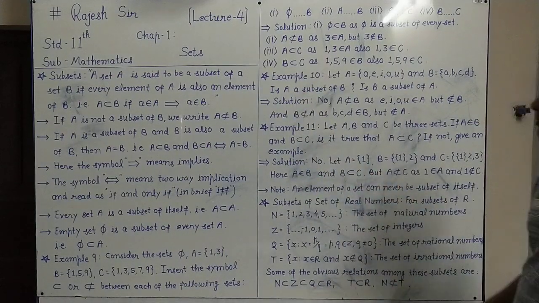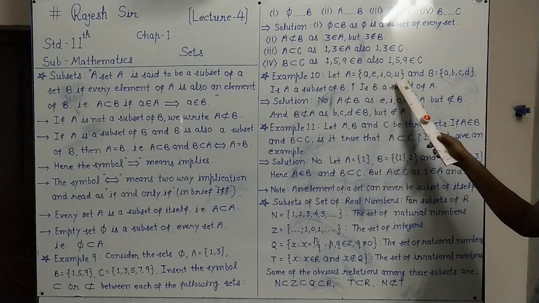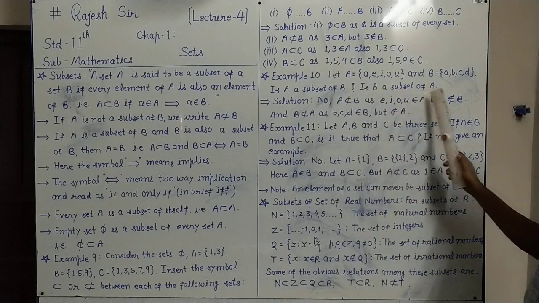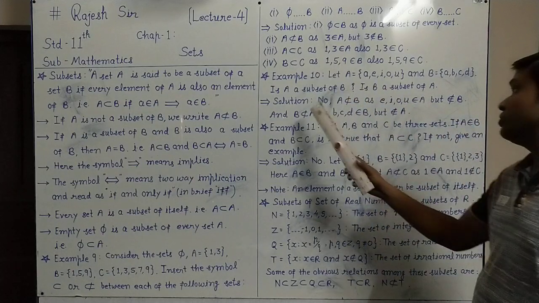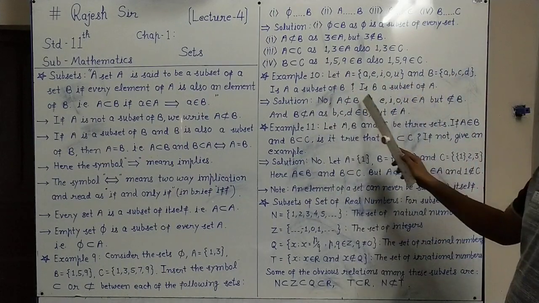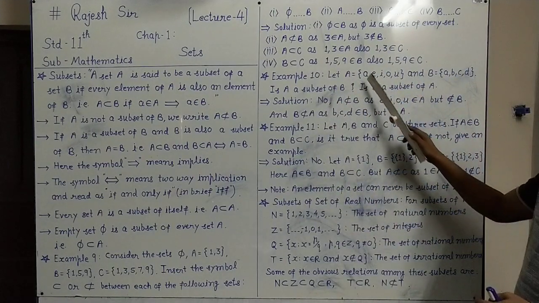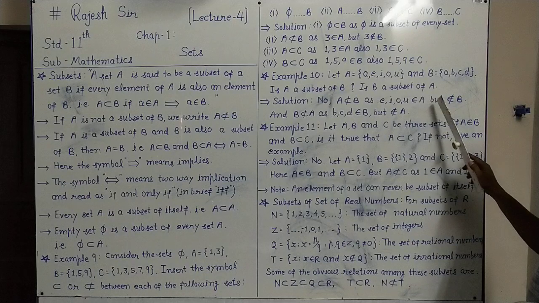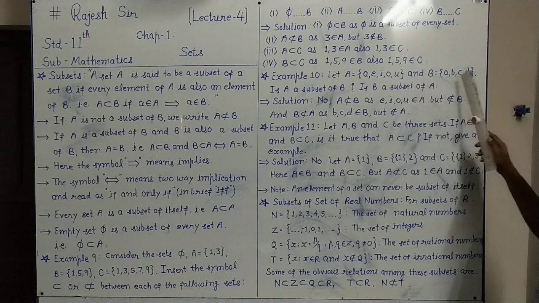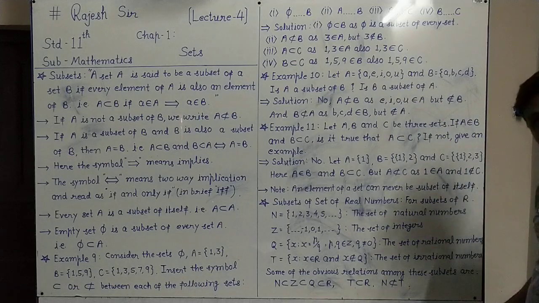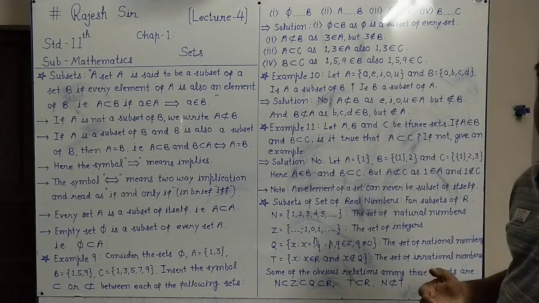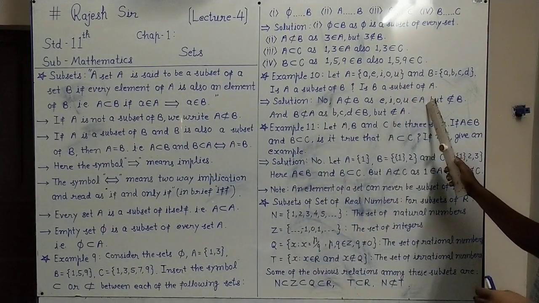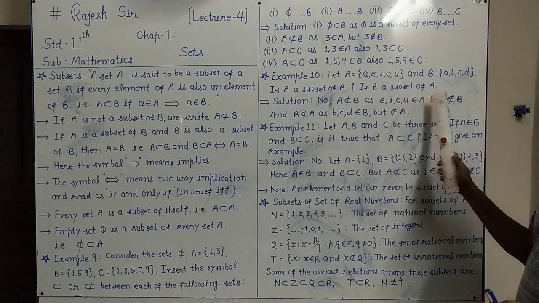Now, example 10. Let A equal to a, e, i, o, u and B equal to a, b, c, d. Is A a subset of B? Is B a subset of A? That we have to check. So the solution is no. A is not a subset of B. Why? Because in A there are elements e, i, o, u which belong to A, but they don't belong to B. E, i, o, u are not in B, so A is not a subset of B. For being a subset, again you recall, every element of the set must be in the other one. So these 4 elements are in A, but they are not in B, so A is not a subset of B.